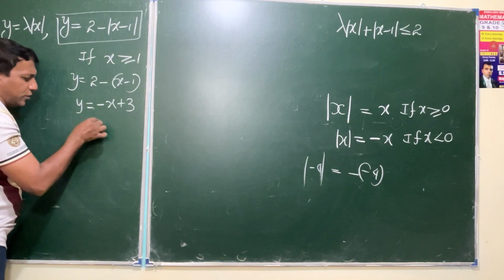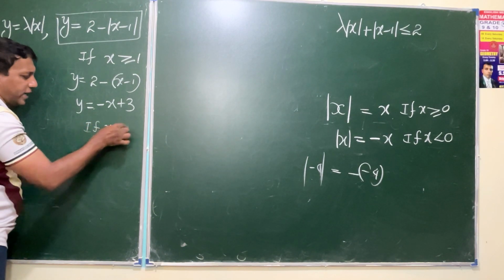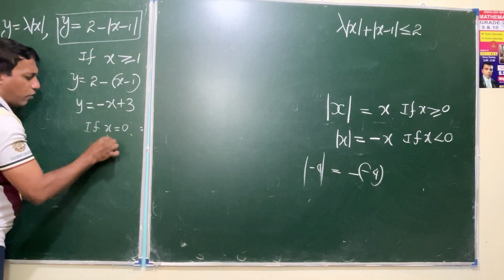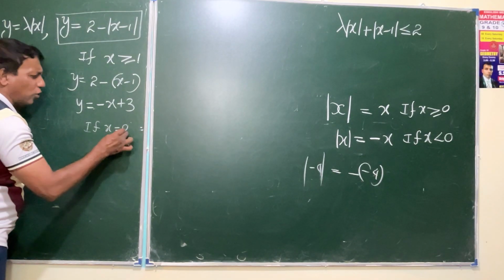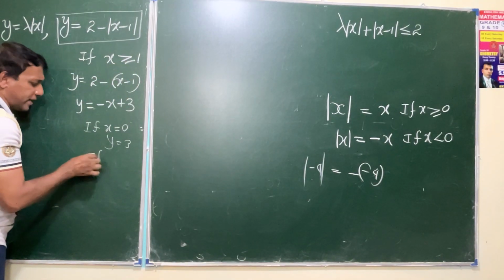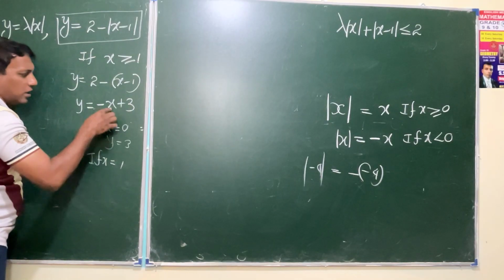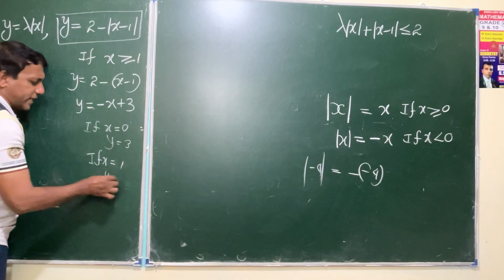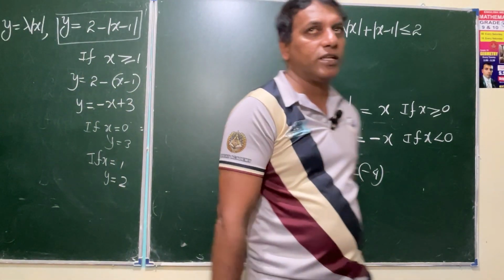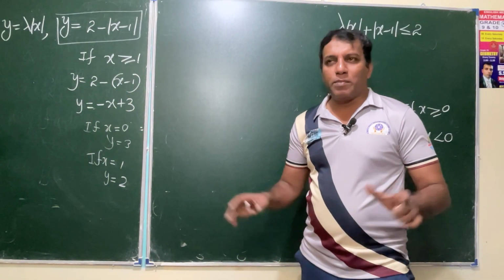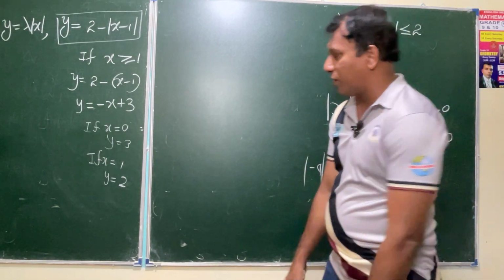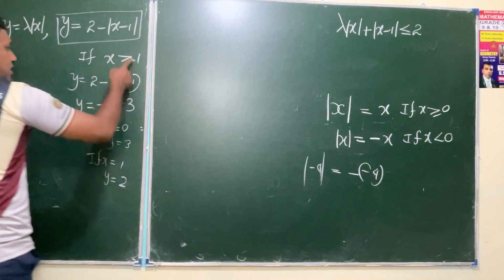If x is 0, y is 3, right? If x equals 0, y equals 3, or you can put any numbers. We have the boundary at 1. If x is 1, what happens? If x is 1, y equals 2. That's enough to draw this part. For y equals minus x plus 3, the way of drawing is as in O-level mathematics or grade 9 maths: 2 points are enough, right? Okay, now come to the next definition.